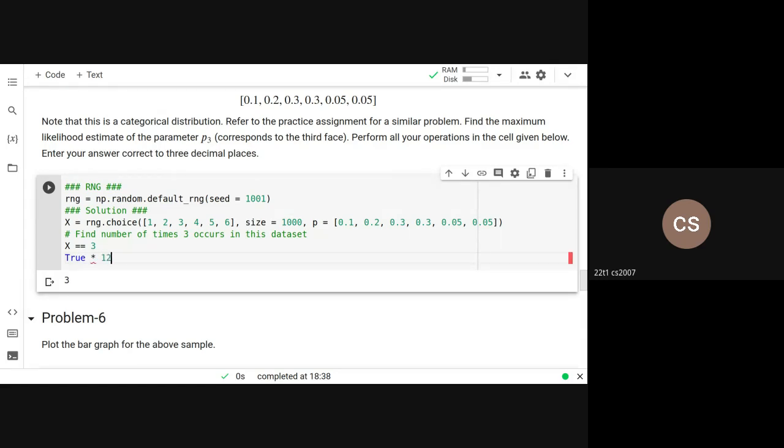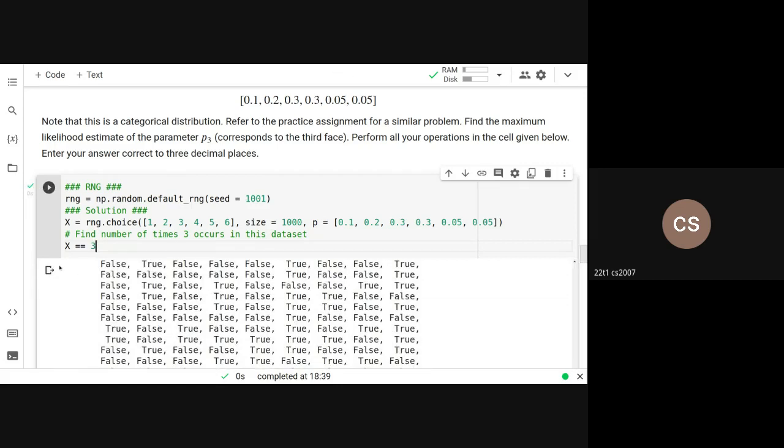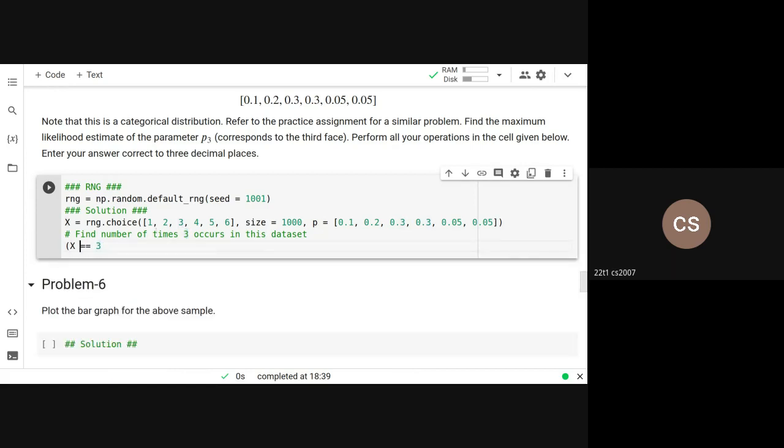So you can do arithmetic using it. For example, I can say 12 into true plus minus 5 into true, so it is just going to be 12 minus 5. It treats true as 1 and false as 0. That is something unique to Python. Now I have an array of true and false. All I need to do to find the number of times 3 occurs is just sum this array. I just use a bracket here, and if I do this, that will give me the number of 3s.